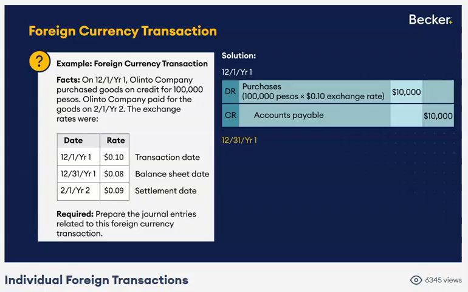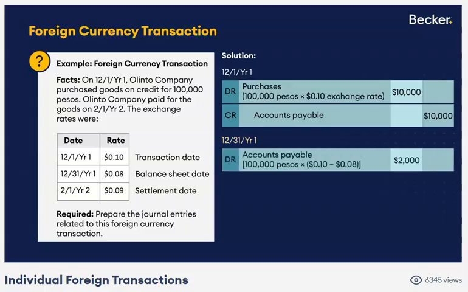Okay, so December 1st, transaction date, debit our purchases or inventory, credit accounts payable, convert the 100,000 pesos to 10,000 US. Now it's the balance sheet date. 1 peso is now only buying 8 cents US. So what's the change in the exchange rate? 2 cents. So we take the 100,000 pesos, that payable denominated in the foreign currency, we multiply it by the change in the exchange rate, 2 cents. I'm going to debit my accounts payable.